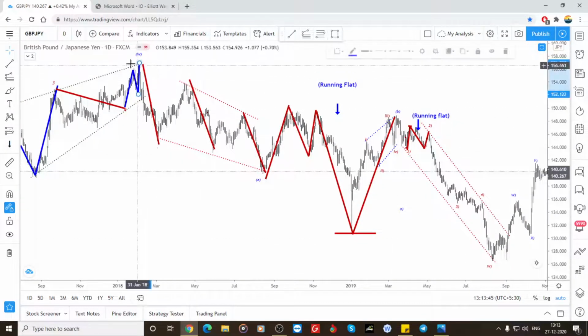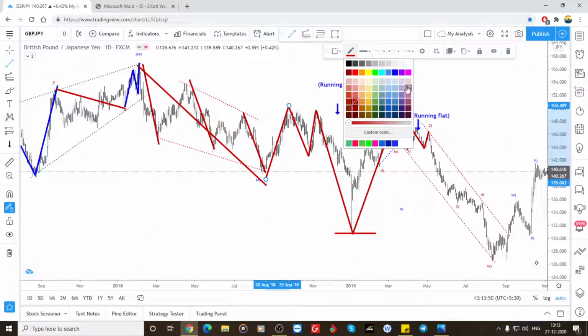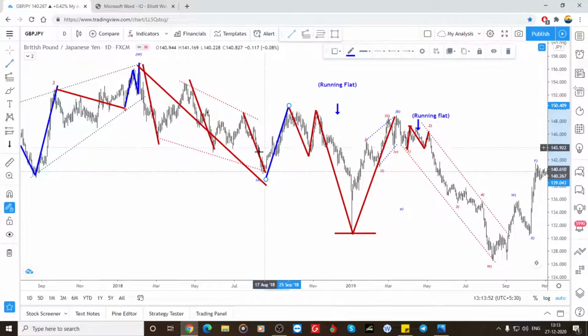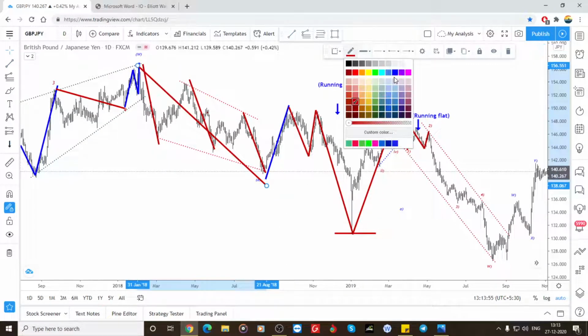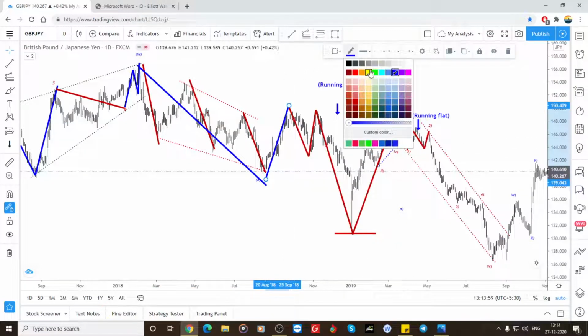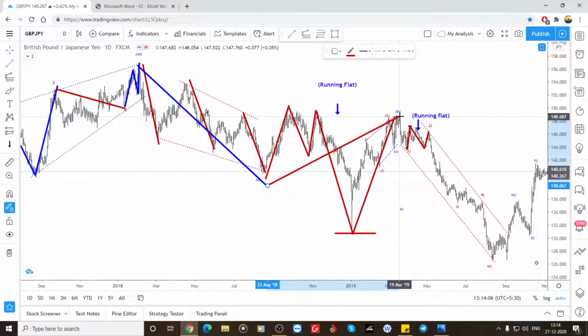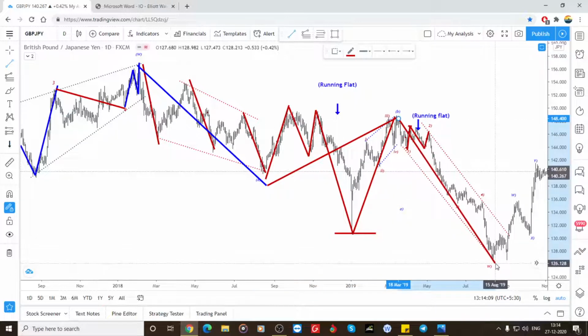So this total in the bigger picture, this is A. I will change the color. This is the A. And this is the B. Here is the B and C. So this A, this is the B and C. So C also, it's an impulsive wave to the downside. We'll make it blue.